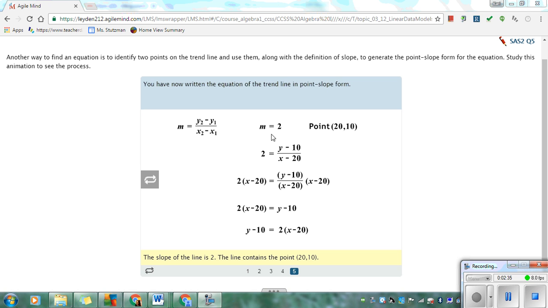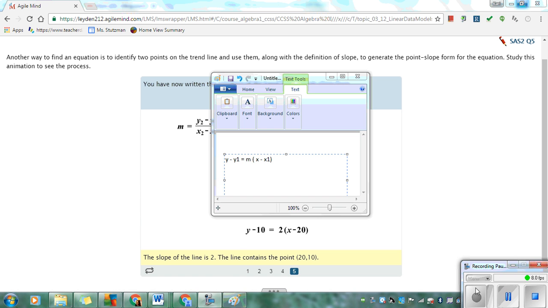What I want you to look at is, I don't want you to write all of this. I want you to look at this very last piece here. If we're going to put something into point slope form, we need to remember the formula. So what I want you to see is a reminder again about what the formula is. y minus y1 equals m times x minus x1. You're going to plug in the point 10 for the y1, 2 for the m, our slope, and 20 for our x1. This equation right here is our equation in point slope form.